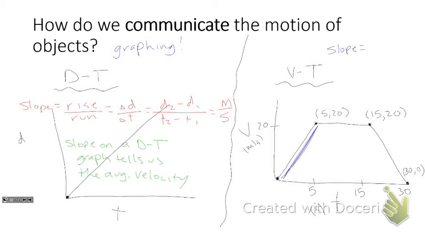Because on the rise, I have my change in velocity. On my run, I have change in time. So same thing, it'll be V2 minus V1 over T2 minus T1. Units for velocity, meters per second, divided by second. Slope equals meters per second squared, which are our units for acceleration, right? Okay, good.